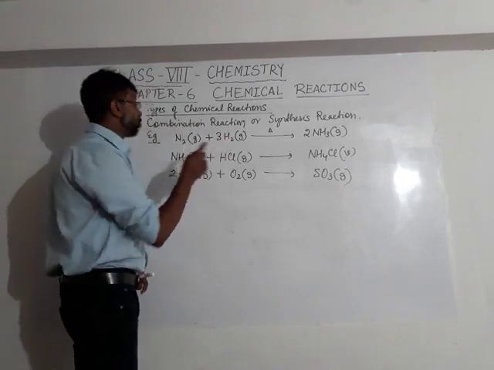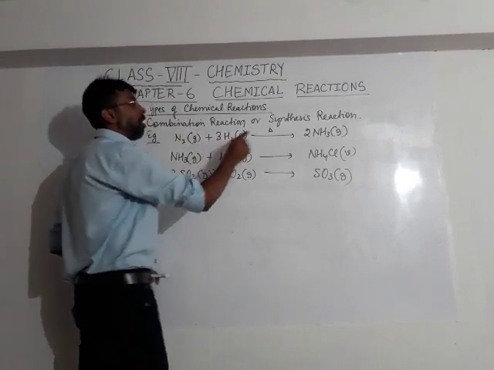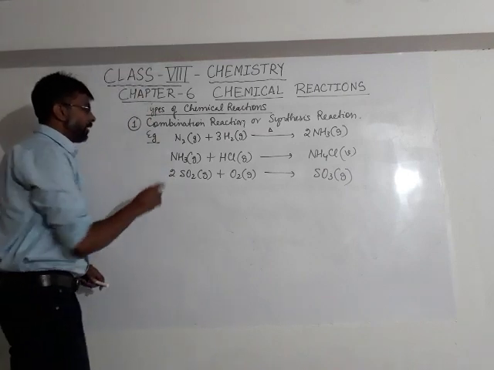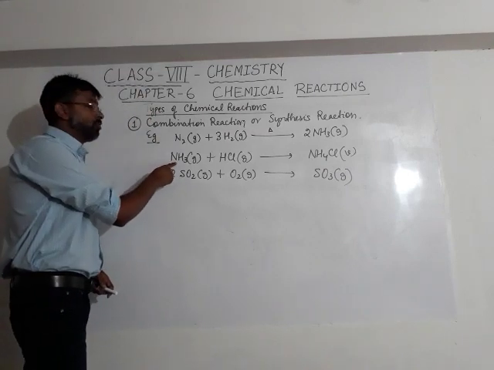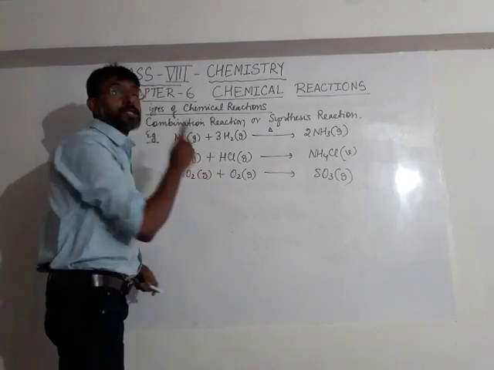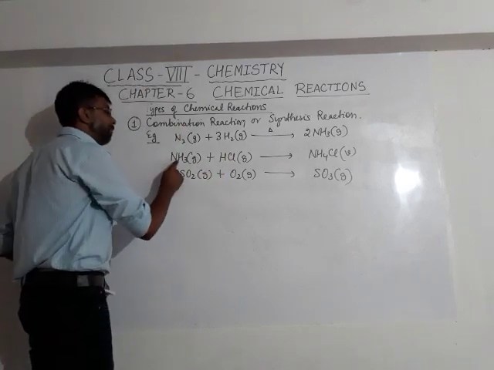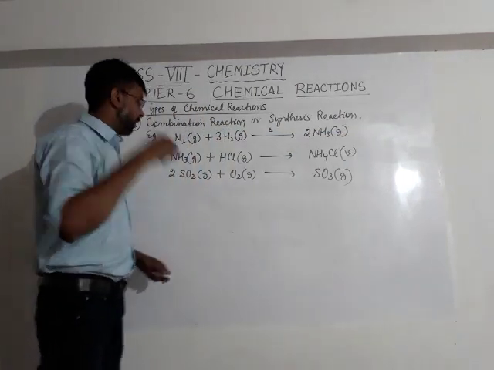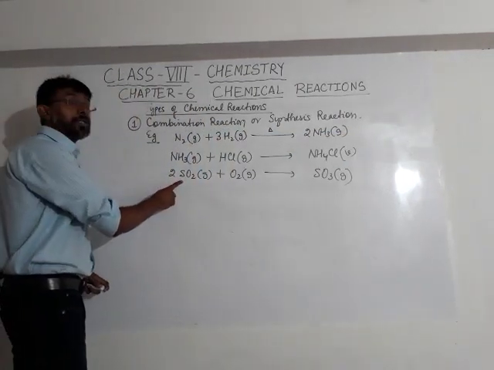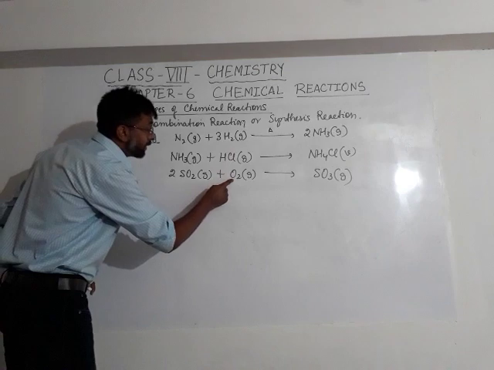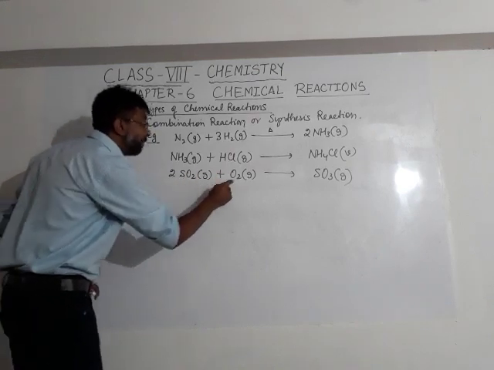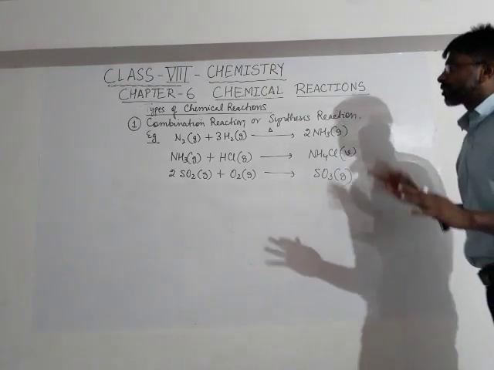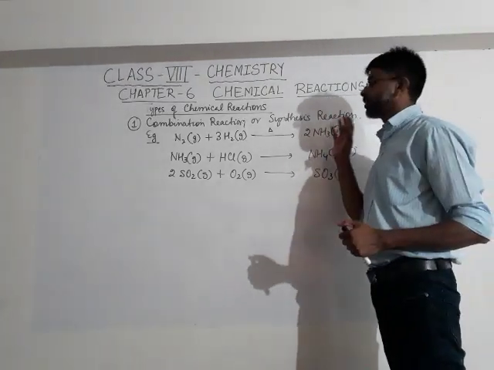Now, the first example is a combination reaction between nitrogen gas, an element, and hydrogen gas, another element. So, element plus element is forming a new compound. Next one, ammonia is a compound. Hydrogen chloride is a compound. So, I am reacting a compound with another compound to form another new compound. The third one is sulfur dioxide, a compound. Oxygen is an element, so with a compound and an element, I am forming a new compound. So, this is a combination reaction or synthesis reaction.